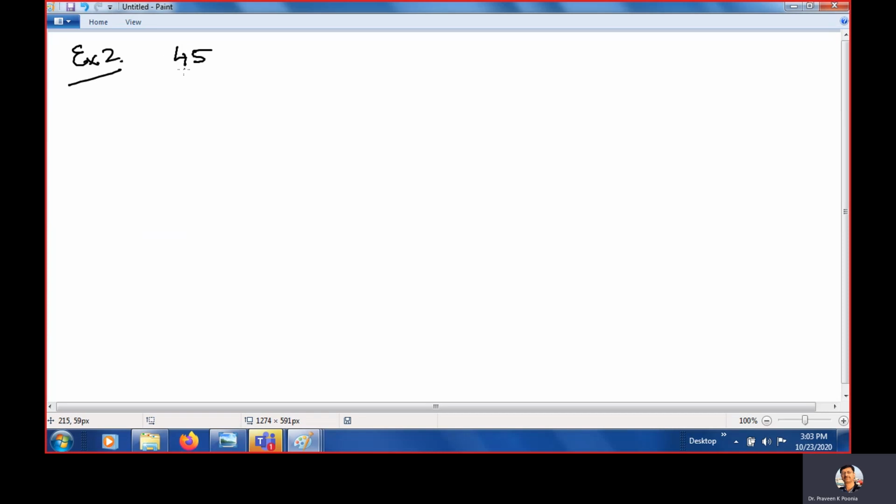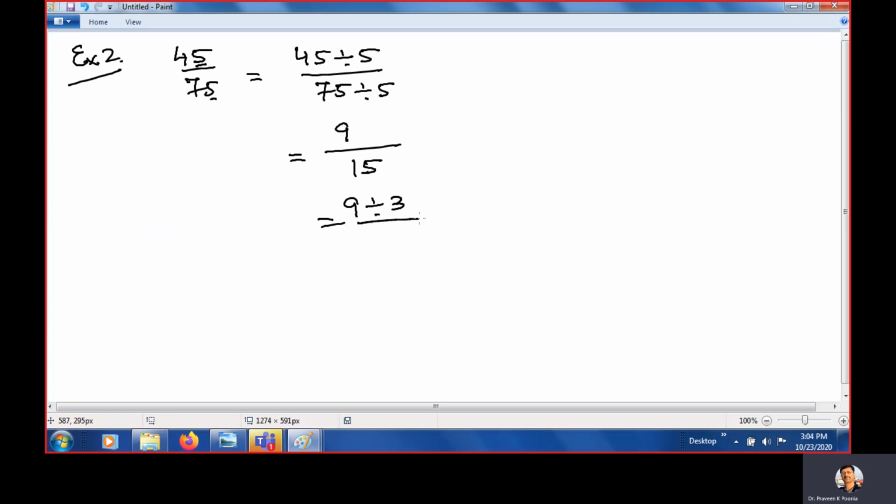Let us take the example 45 upon 75. If you see, here is 5, here is 5. So we will divide 45 by 5 and 75 by 5. Look here, 45 by 5 is 9 and 75 by 5 is 15. Again the same as the previous question. So 9 divided by 3 and 15 divided by 3 is 3 upon 5. This is a prime number, this is a prime number. So this is the lowest term. I hope you understand all these concepts.